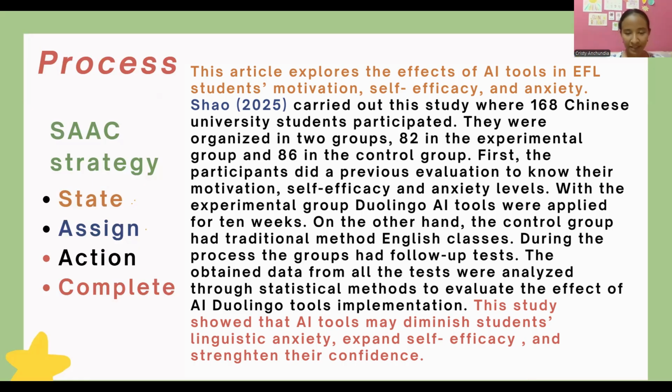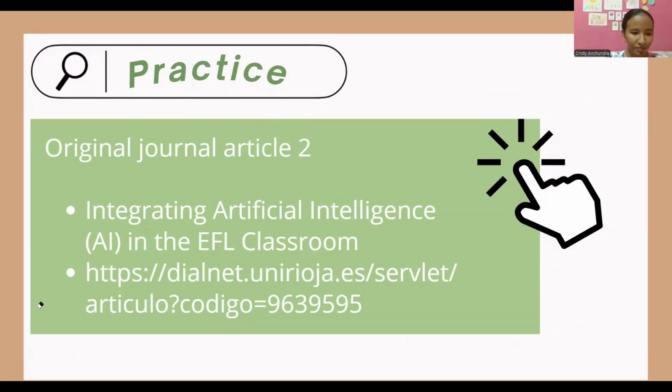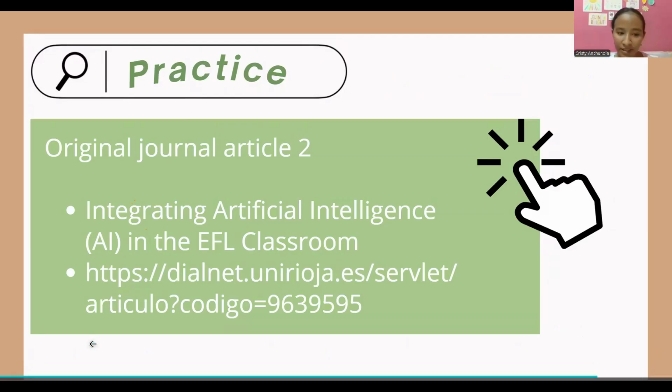And finally, we have complete. Here we should add the findings of the study, in a brief way, because as you know, a study or academic paper is very, very extensive, but we should take the most important ideas and the most important data in order to write our summary. Here we have integrating artificial intelligence, AI, in the EFL classroom.